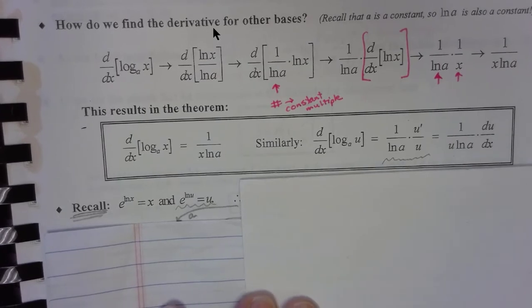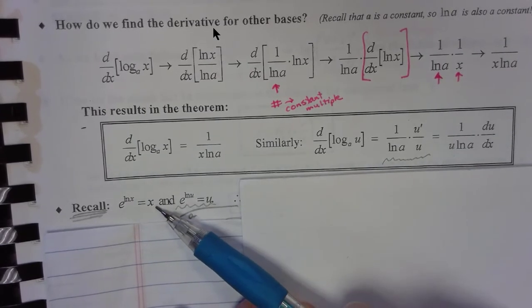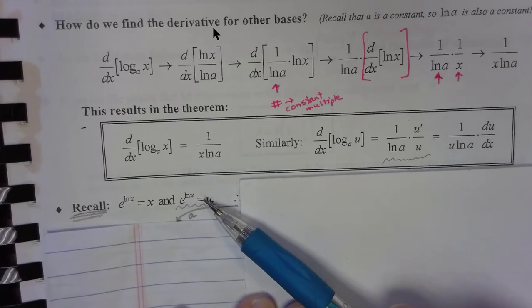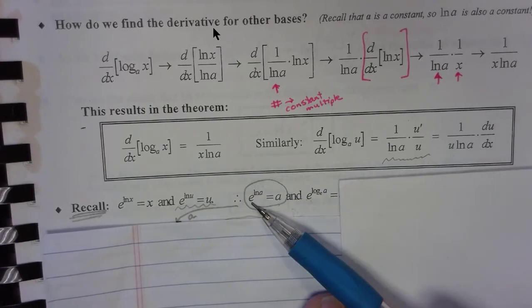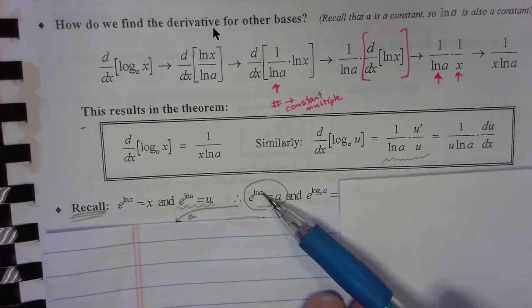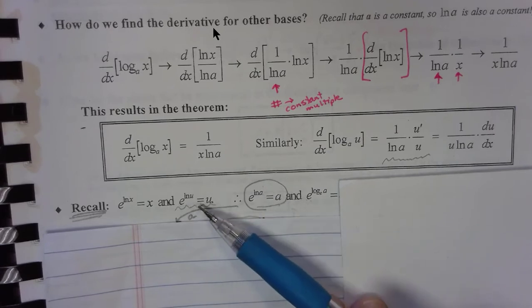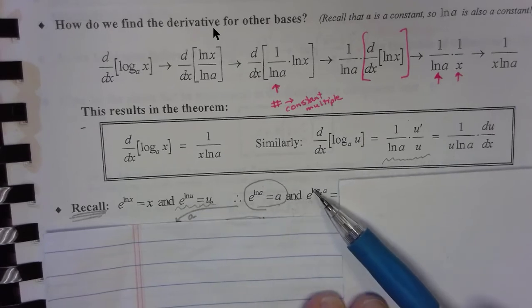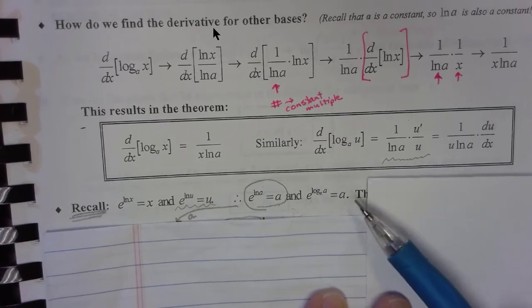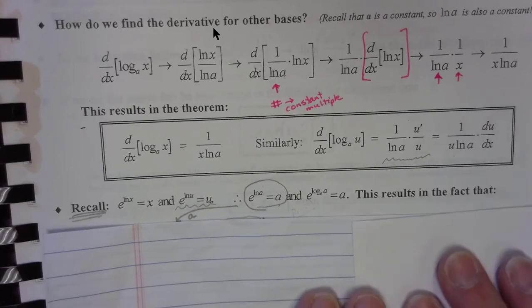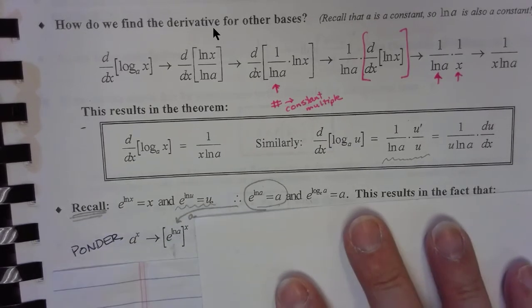So let's recall, we know that e to the natural log of x is x, and e to the natural log of u is u. Therefore, if I have e to the natural log of some constant a, we know that's going to be a based on that property, and e to the log base e of a, notice the bases are the same, is equal to a. Just some little manipulations.